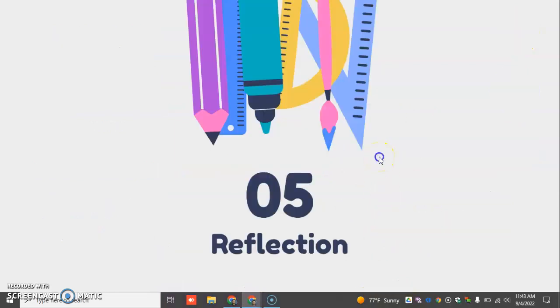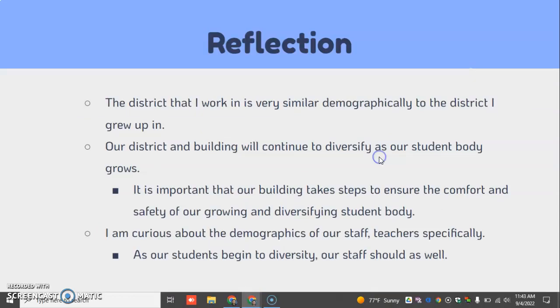As far as my reflection goes, I could say that our district is pretty similar to the one that I grew up in. Actually, not too far geographically from where I grew up, but I would say that demographically it is very similar, sort of that working class community, a lot of rural farming students, and again, the vast majority being white.